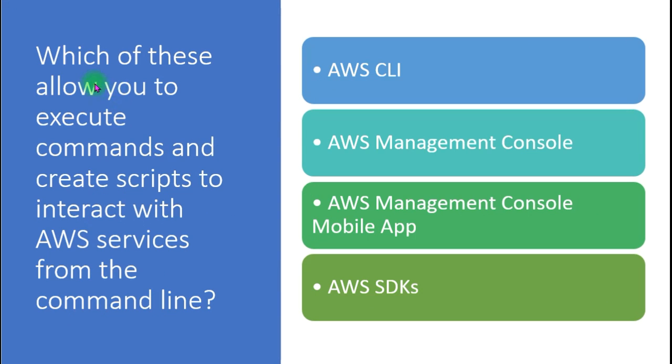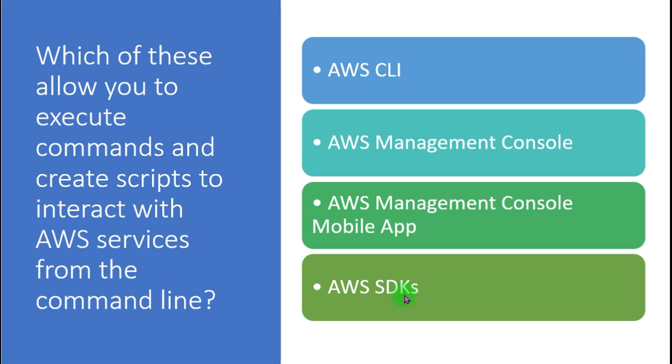Talk about this question. In this question they are asking which of these allow you to execute commands and create a script to interact with AWS services from the command line. So the options we have are AWS CLI, which stands for command line interface, AWS Management Console, AWS Management Console mobile application, and AWS SDKs. So we know that we can access our AWS environment in three ways.